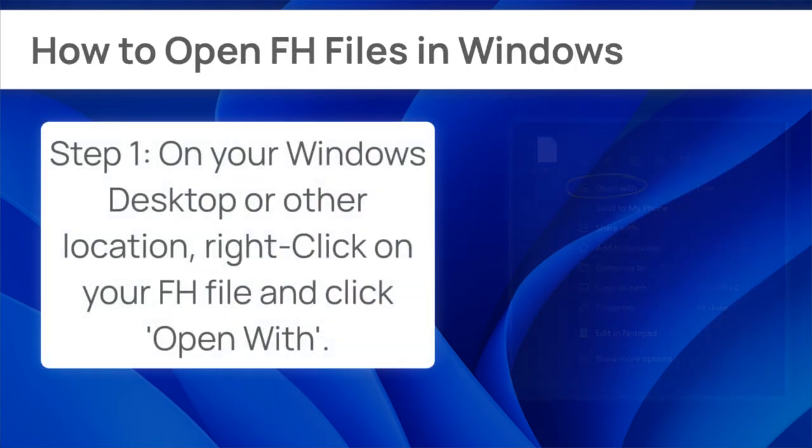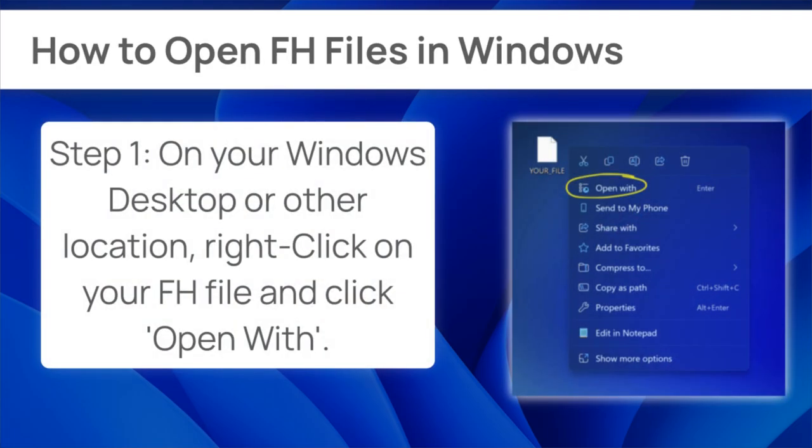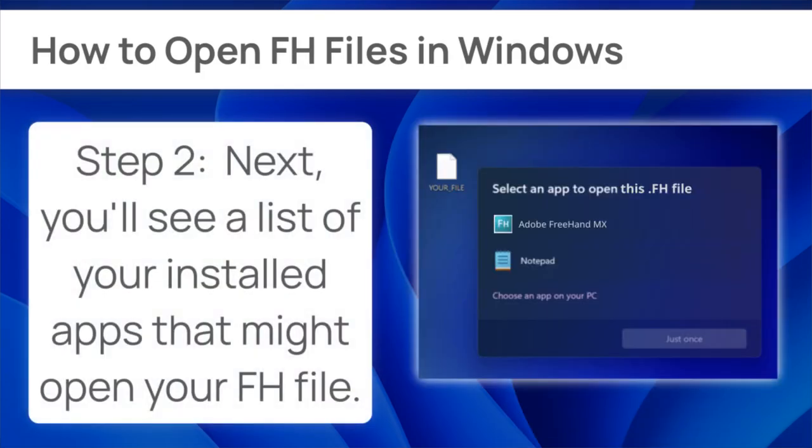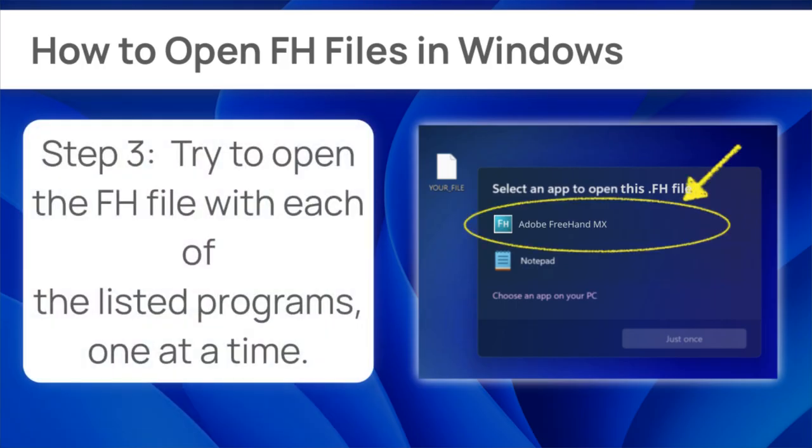The very first step is to check which program successfully reads the file's header. Right-click the FH file and click Open With. Test Adobe FreeHand MX if present. If it is unavailable, select another program. We need to check every option.